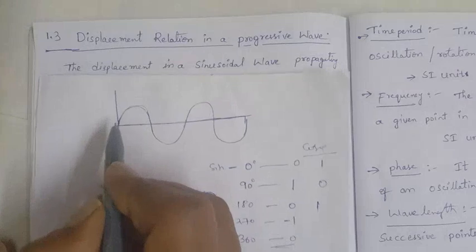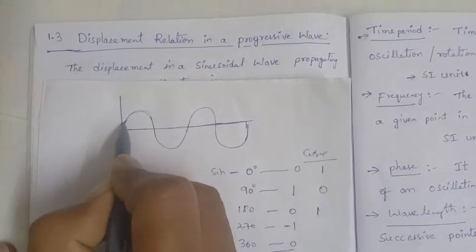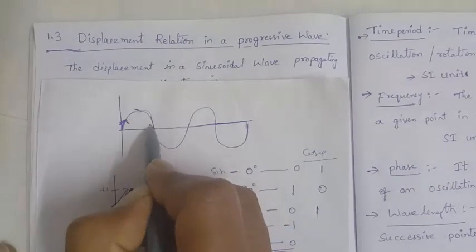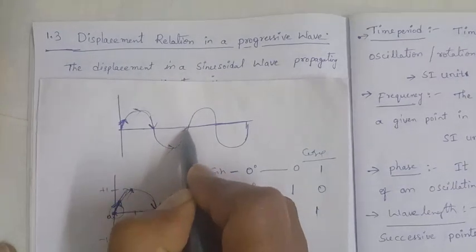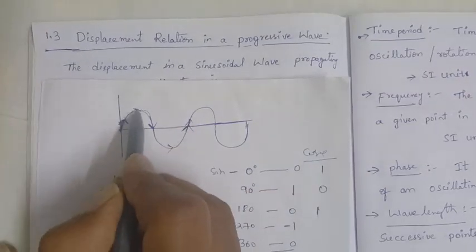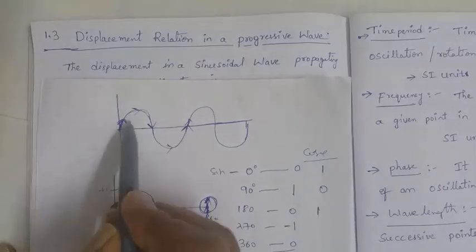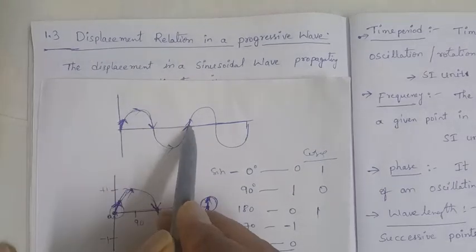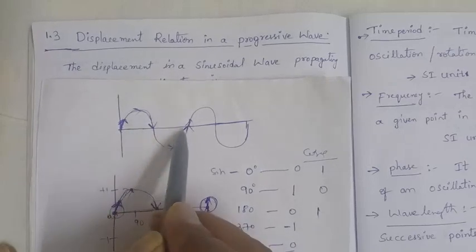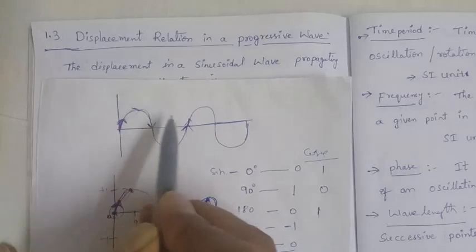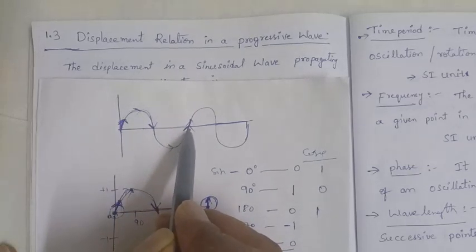Here the arrow is in the upward direction, here it is downward, and here upward again. So this point and this point are in the same phase. The phase difference from here to here is 180 degrees, and in total 360 degrees. The same phase occurs at every 2 pi change. 2 pi means 360 degrees.